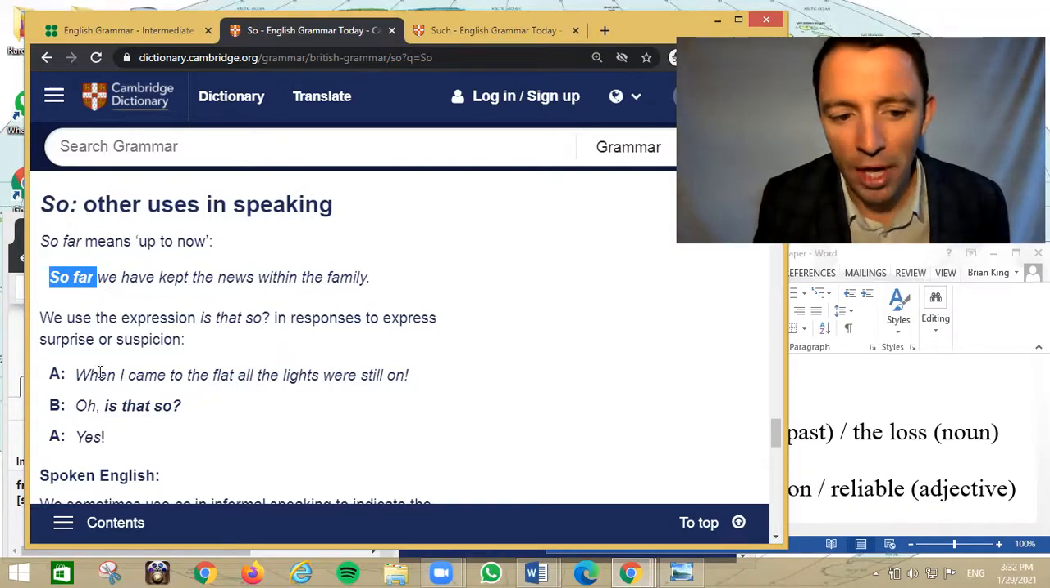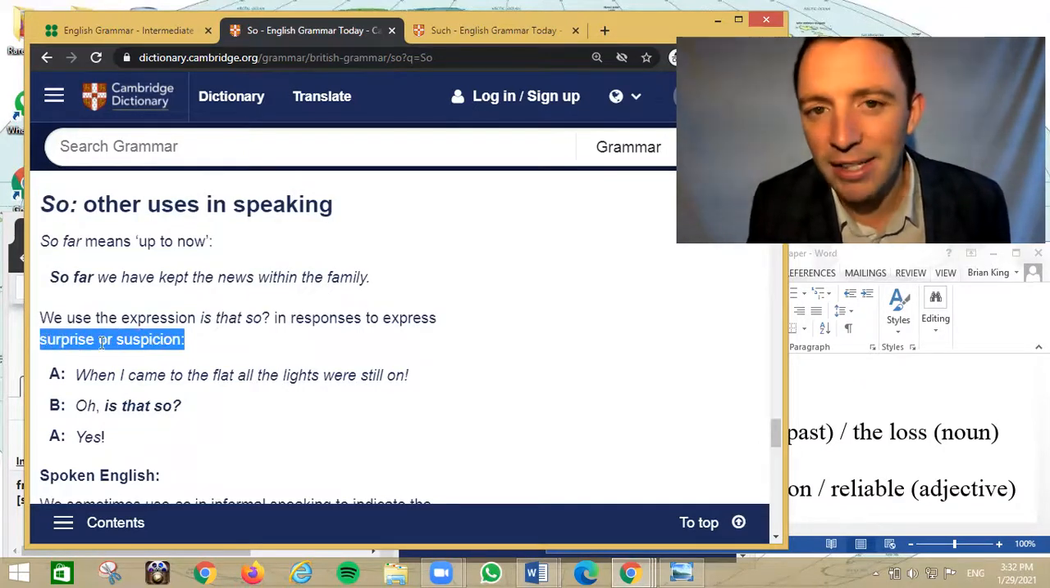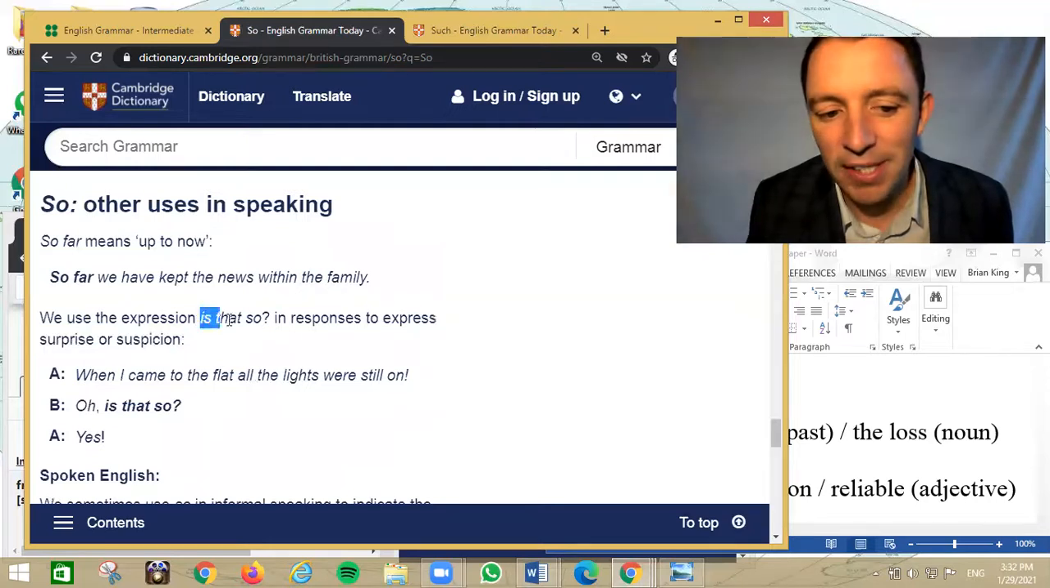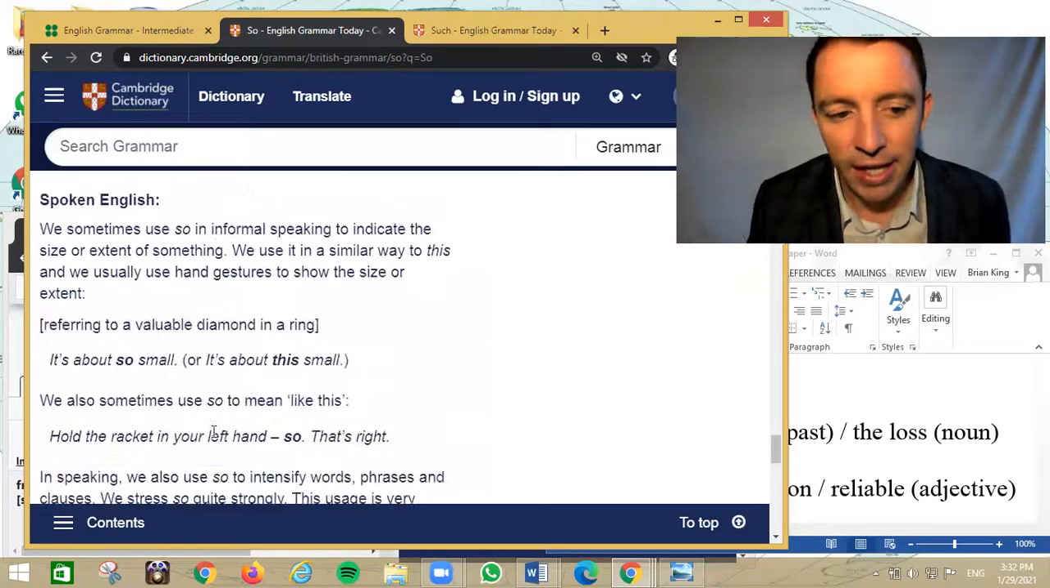And here's the example. When I came, the verb to come in the past, to the flat, the piso, all the lights were still on. Okay, and that's a different one. Question, to express surprise or suspicion. So if you want to express surprise or suspicion, it's possible to say, is that so? So that's another example. When I came to the flat, all the lights were on. So you could see all the lights. Oh, is that so? I'm surprised and I'm also suspicious. And she says yes.